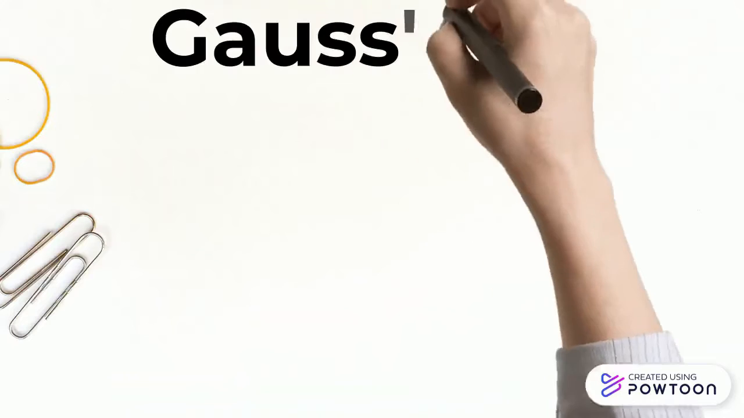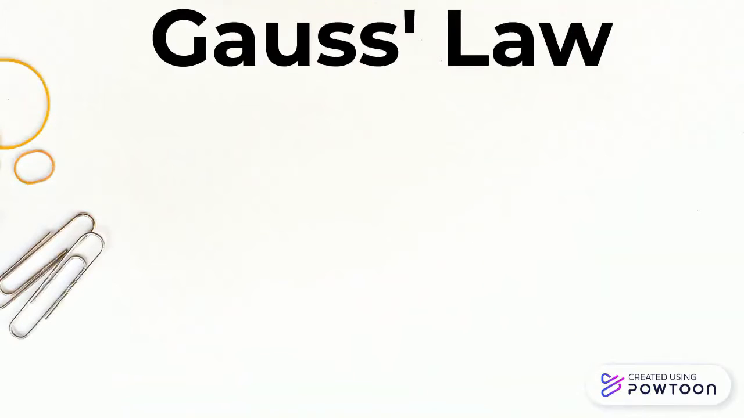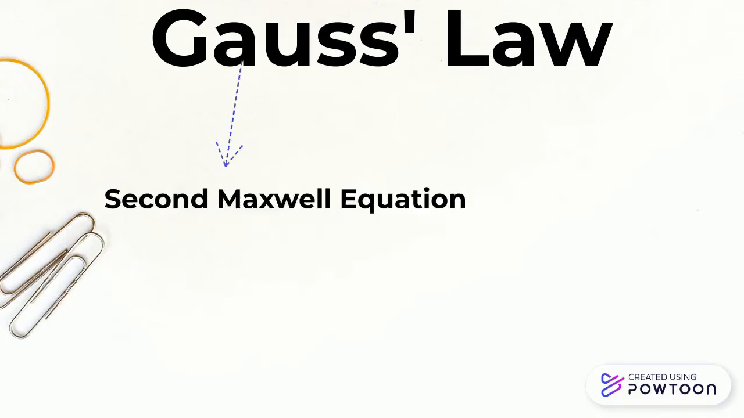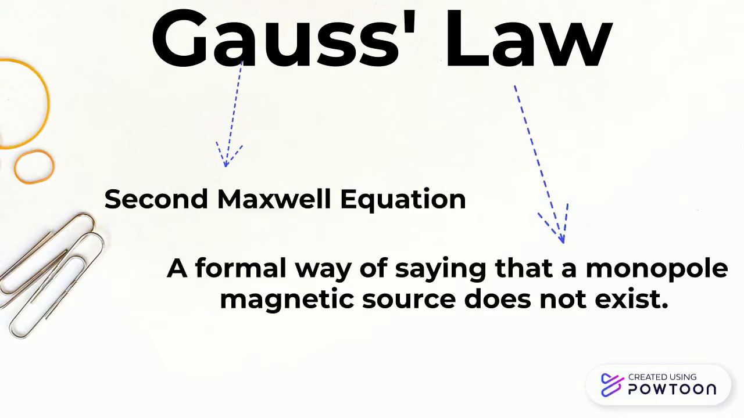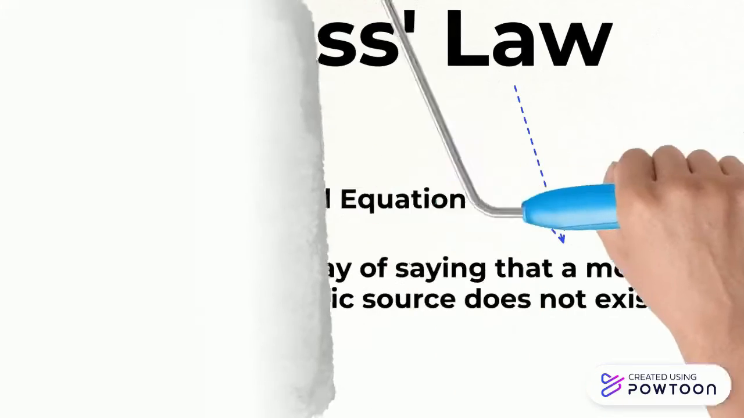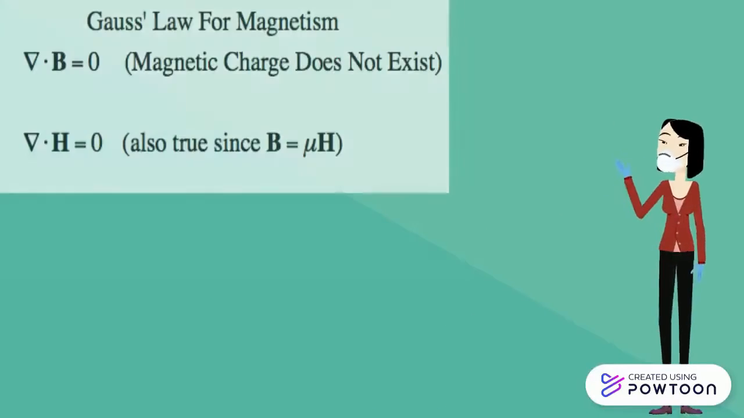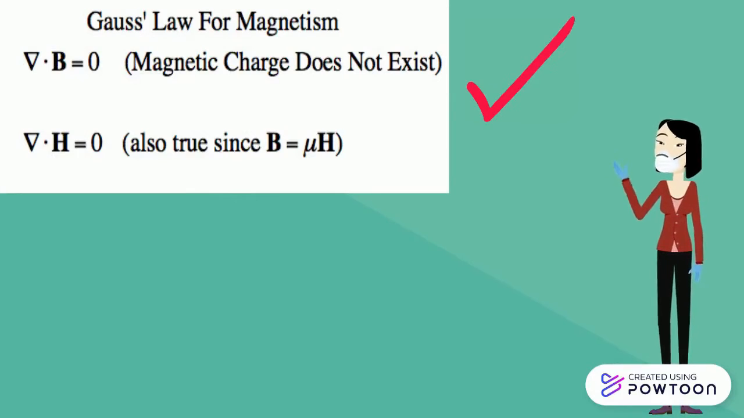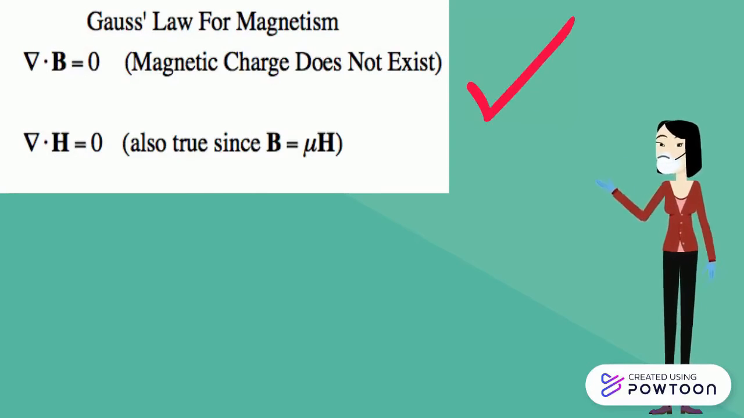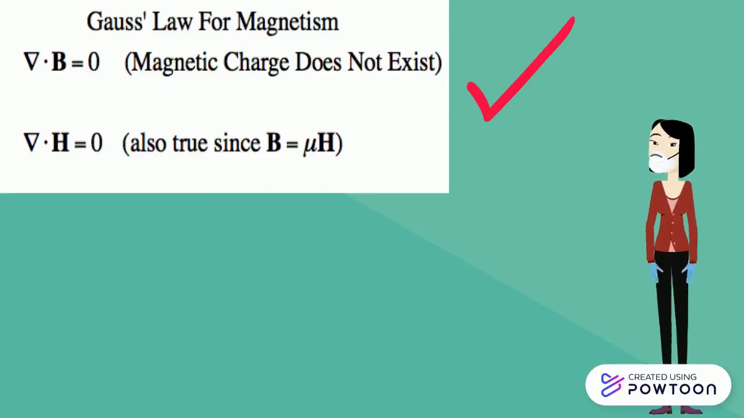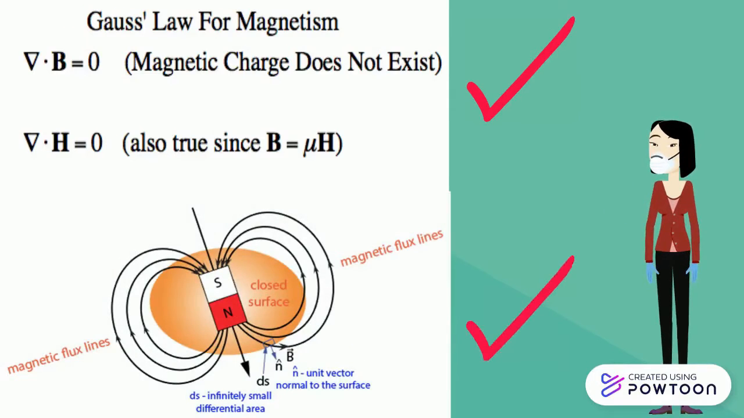Let us proceed to the second Maxwell equation, which is a formal way of saying that a monopole magnetic source does not exist. The equation states that the divergence of the magnetic field and magnetic flux is zero through any volume, since both of them are related by the permeability. Away from the magnetic dipoles, magnetic field flows in closed loops. This is true even for plane waves, which just so happen to have infinite radius loops.